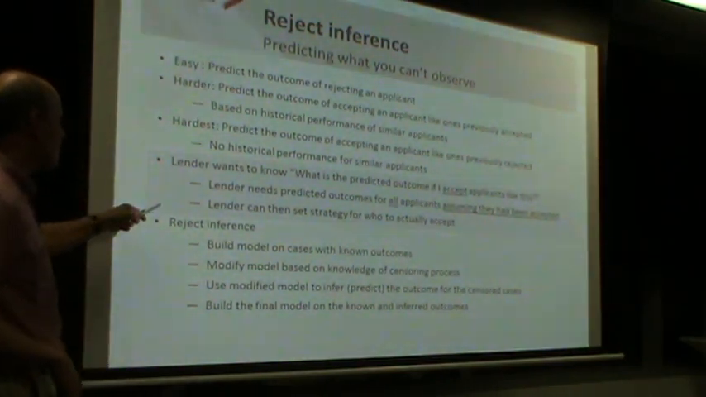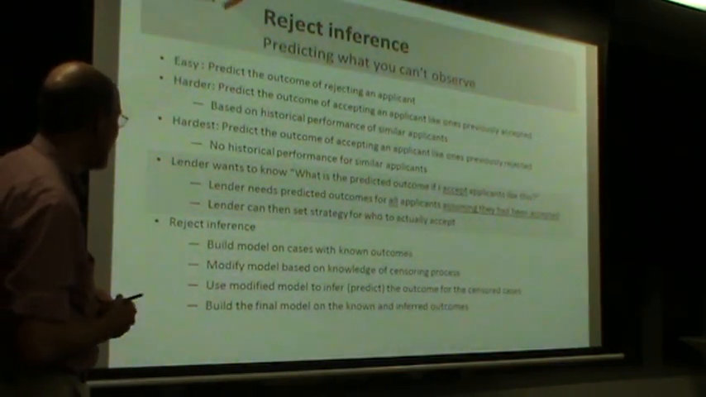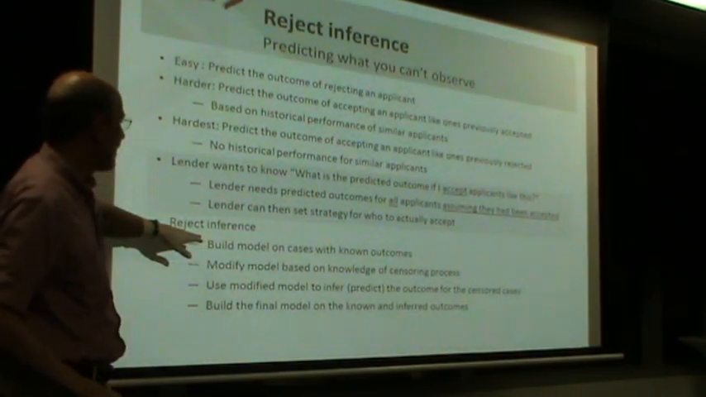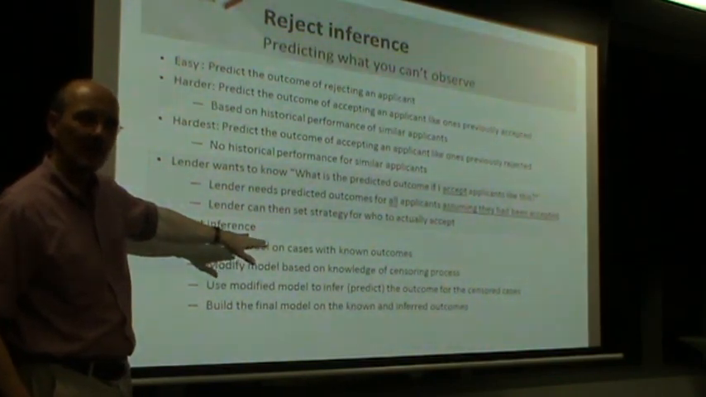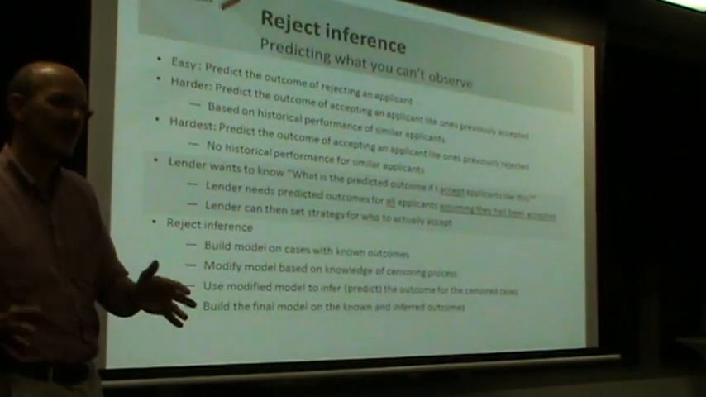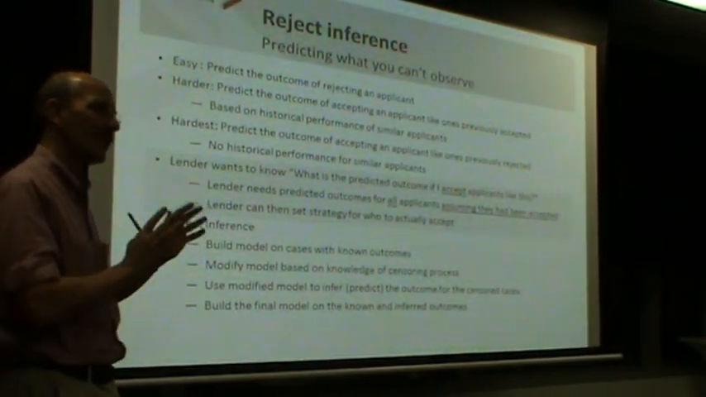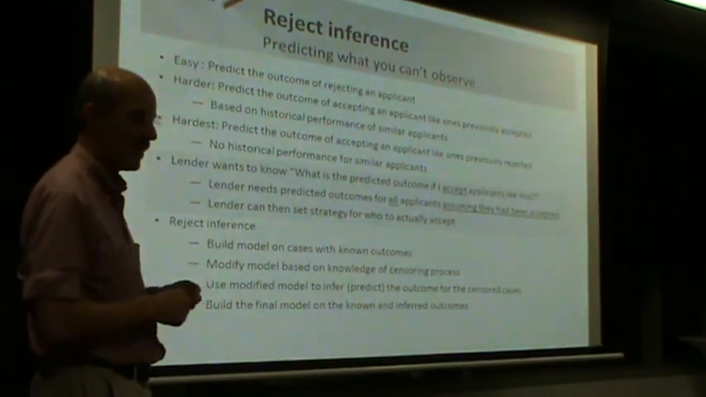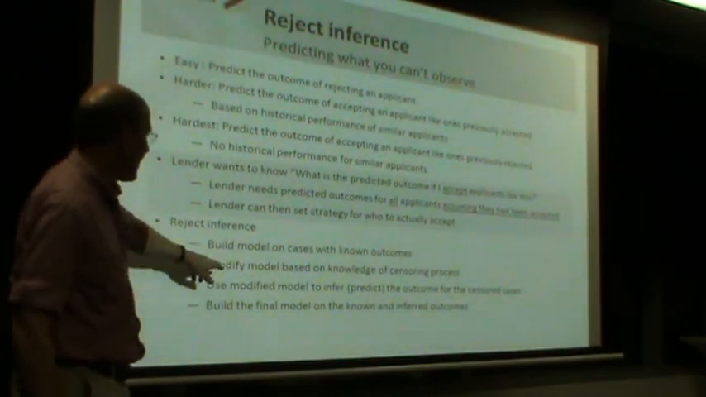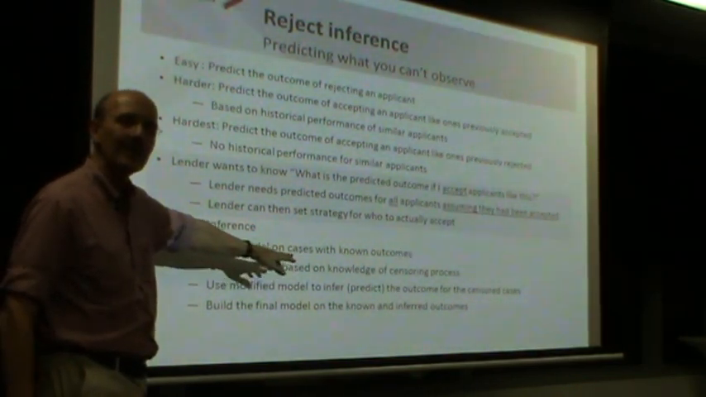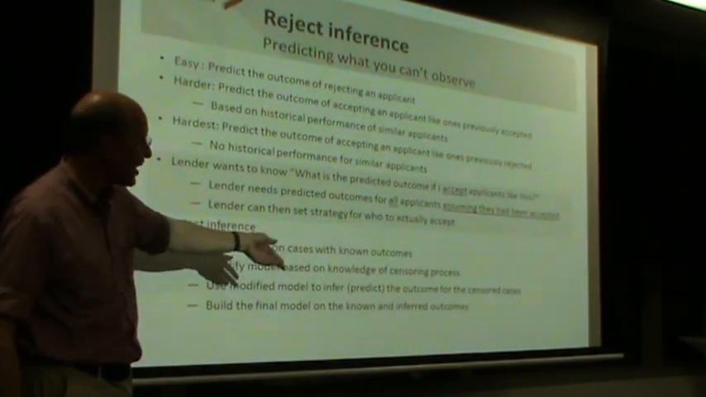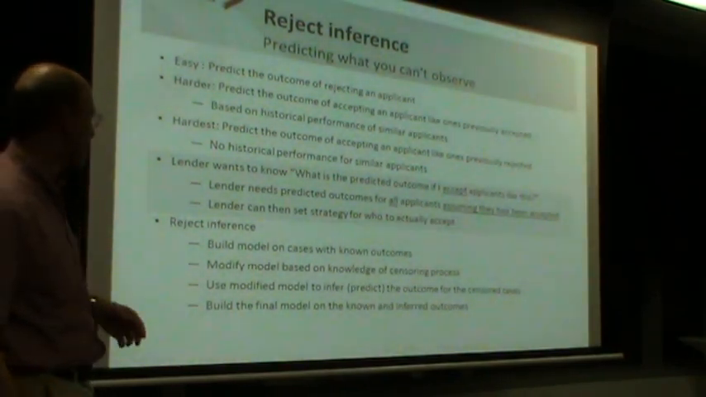Now, the generic way of attacking this is to build some sort of a model on the cases with known outcomes. The problem with this, of course, is it's a biased model because you've got censoring of your prior observations, and it's thoroughly systematic because in the past you have done your best to try to reject the people you think are going to perform badly. So it will be a biased model. You try to modify that model based on some knowledge you may have of that censoring process, and then use that modified model to predict what the outcome would be for the censored cases.